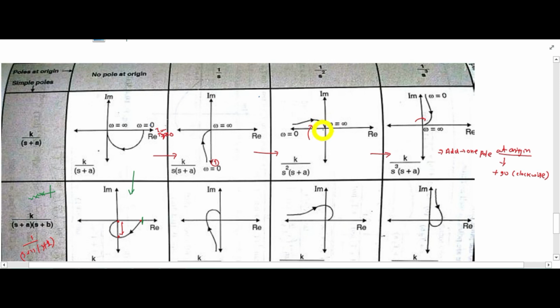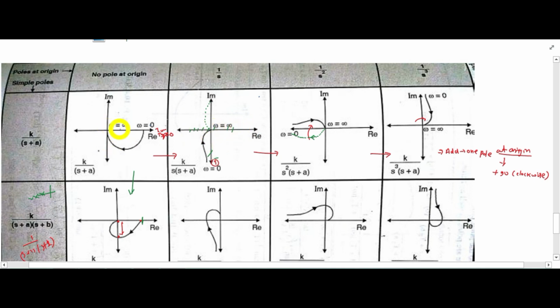What is the Nyquist plot? We just draw the mirror image, and this becomes the Nyquist plot. Always we put the mirror at the real axis. We cannot put the mirror at this axis. If we put the mirror at this axis, then our image becomes like this, but this is not true. Always put the mirror at the real axis.